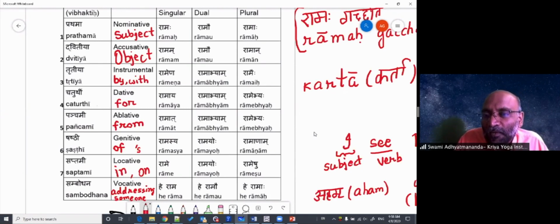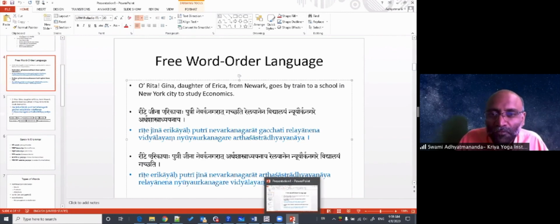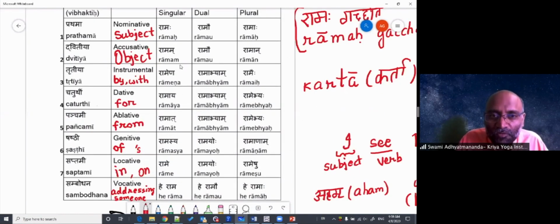Why in the example do I have Erikayaha Putri? That's a feminine noun. Here in the example I am saying Erikayaha Putri. Erikaya is the form of the feminine noun. We have not studied that yet, and that is the sixth case form of Erika. So I didn't want to confuse you right now by giving you too many forms. We'll just focus on this form, Ramasya.